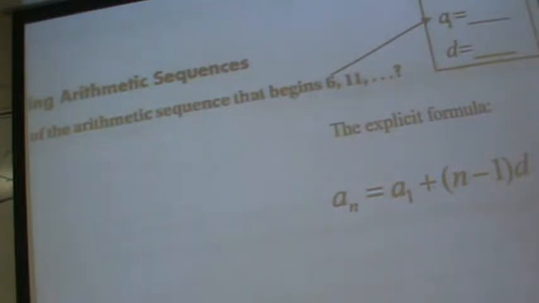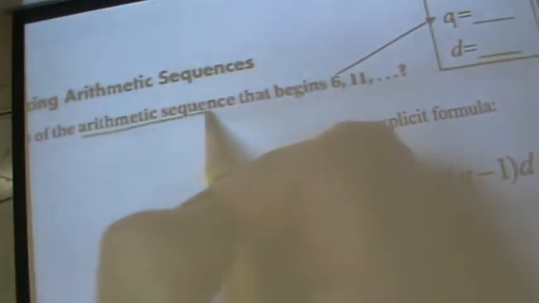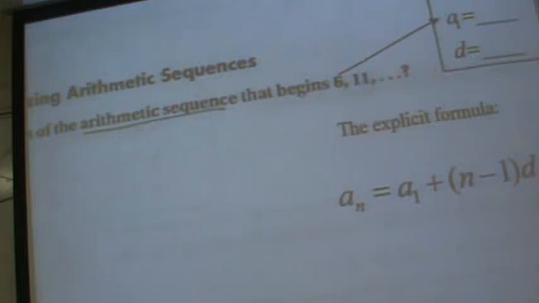I'm giving you two terms in a sequence, 6 and 11. I'm telling you that it's arithmetic. Now this is kind of sketchy because technically, you really need more than 2 terms to make sure that it's arithmetic. But the fact that it says it's arithmetic, we're going to say it's arithmetic. So there is going to be a pattern. There is going to be a common difference.